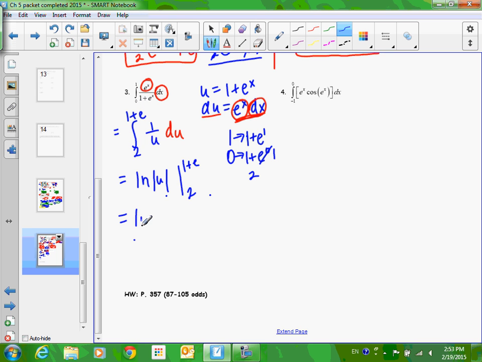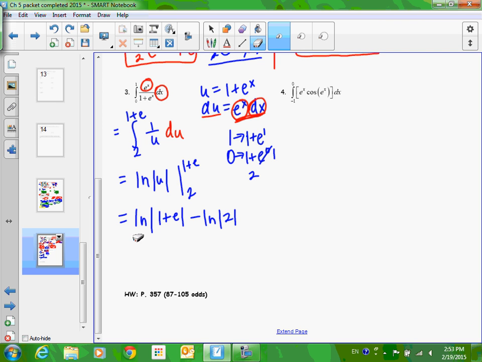Okay, so then this becomes natural log of 1 plus e minus natural log of 2. Now I went ahead and left the absolute value bars in here. Do I need them? Like 1 plus e, isn't that a positive number? Okay, so I could put parentheses there. It's totally fine if you leave it as absolute value. But I just want you to know, like, if you had a multiple choice, I didn't want you to think this was wrong. 2, that's also a positive number.